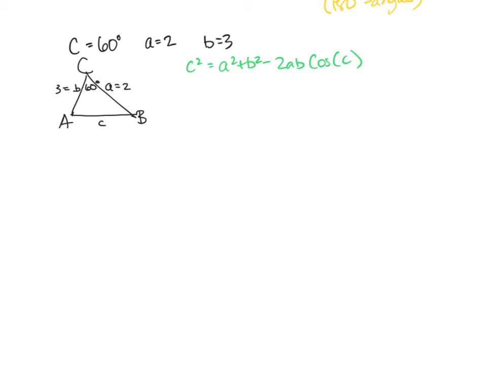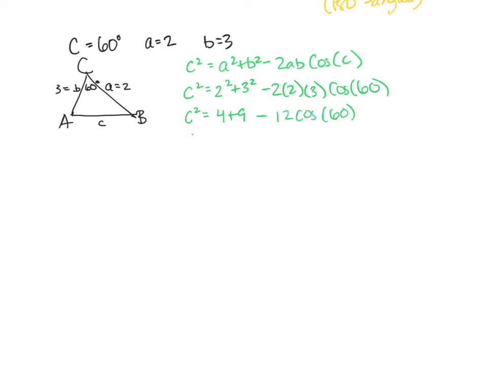If we plug in what we know, we'll have c squared is equal to 2 squared plus 3 squared minus 2 times 2 times 3 times cosine of 60 degrees. Now, I know that we know what cosine of 60 degrees is, but I'm okay if we just leave it as cosine of 60. We keep solving: c squared is equal to 4 plus 9 minus 12 cosine of 60 degrees, or c squared is equal to 13 minus 12 times cosine of 60.